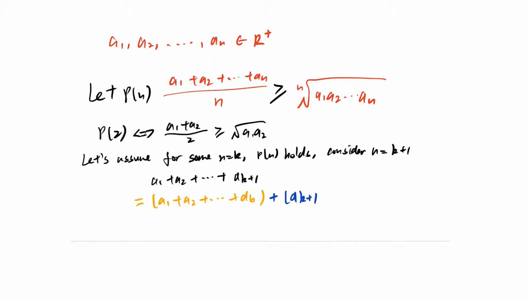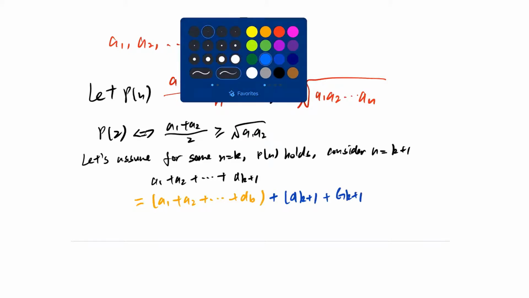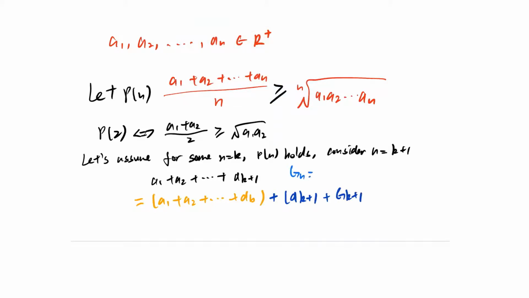But since ak plus 1 itself doesn't really do a lot of things, we can actually add other terms, such as gk plus 1. And here let's define gn equals the nth root of a1 times all the way up to an. And here we will add all the way up to gk plus 1, and this will be k minus 1 times gk plus 1.